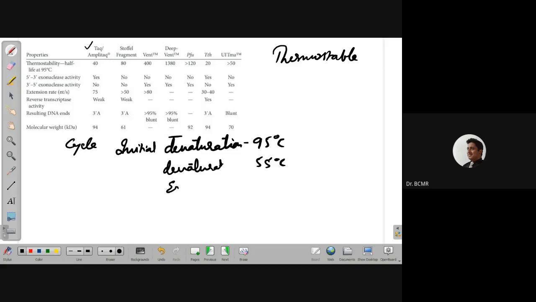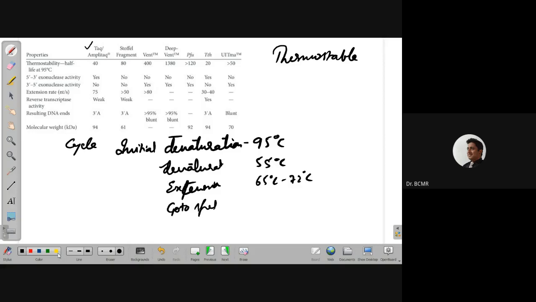And then we have extension. That's around 65 to 72 degrees centigrade. It depends again on what polymerase we have used. Different polymerases have different optimal temperatures. And then we say go to step. Is that right?